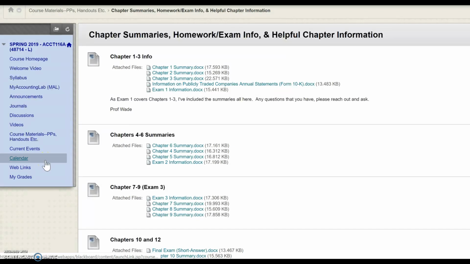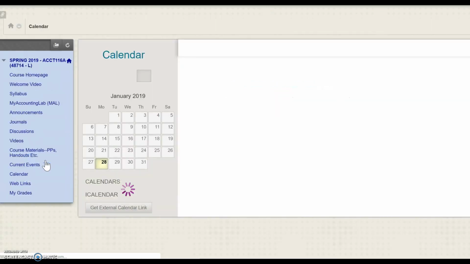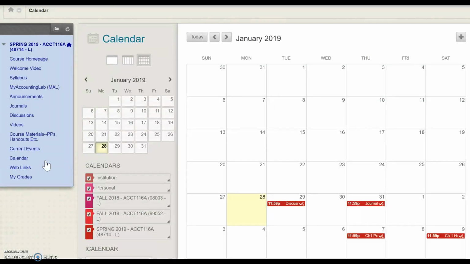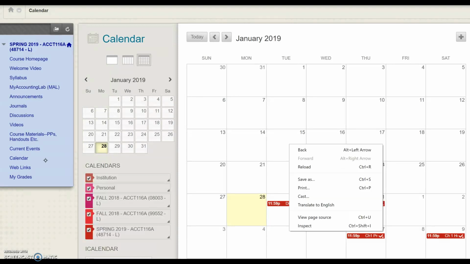One last thing, if you click on the course calendar, so here's the discussion board, the journal entries, and then all of the assignments that are due each week are going to be showing up here. The second discussion board, since it's not available to you, is not showing up, but you can guarantee that it will be due next Tuesday.